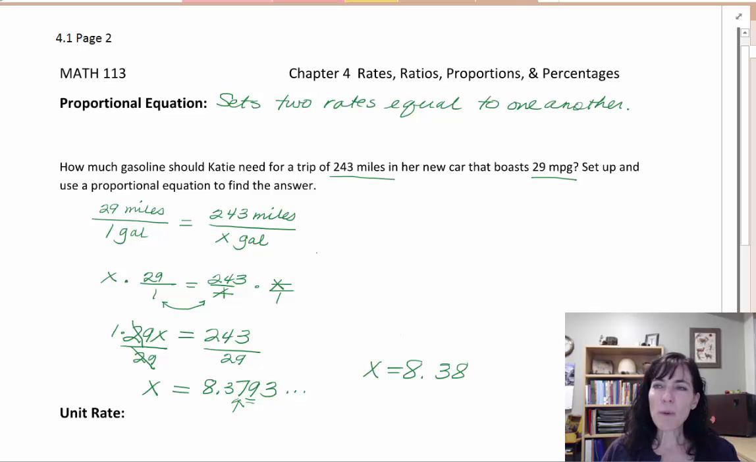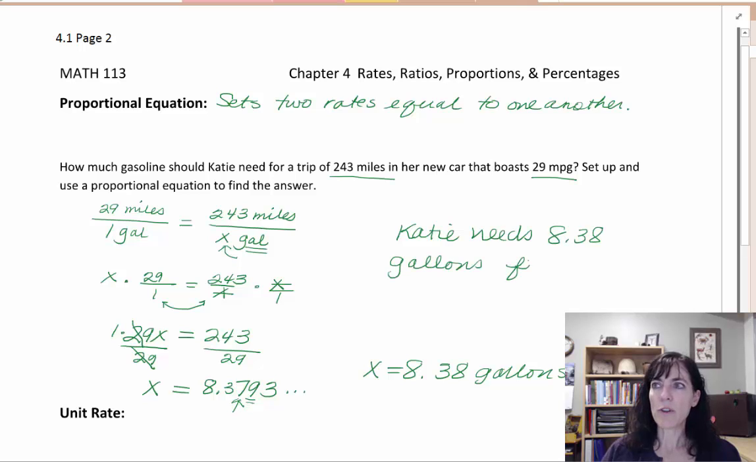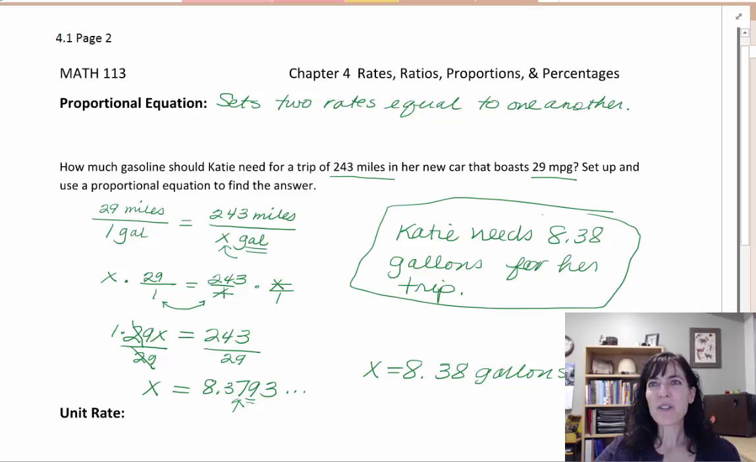And I forgot what we were finding, so I'm coming back to my equation that we set up at the very beginning, and I see x is in terms of gallons. And so then I know when I found my x, that's the number of gallons. So my answer would be, write it out right here, Katie needs 8.38 gallons for her trip. There we go. So that's an example of a proportion equation.